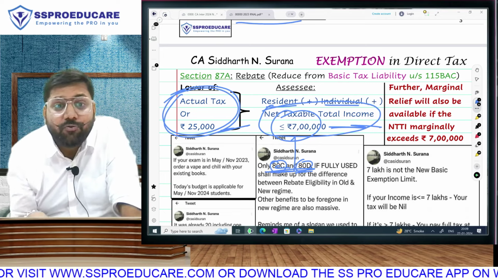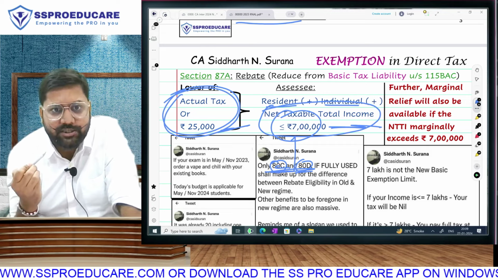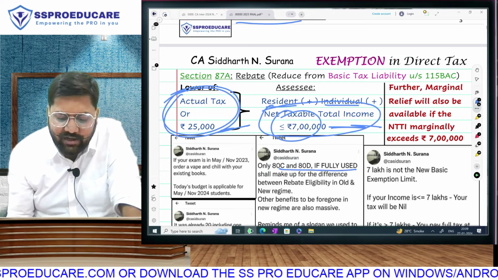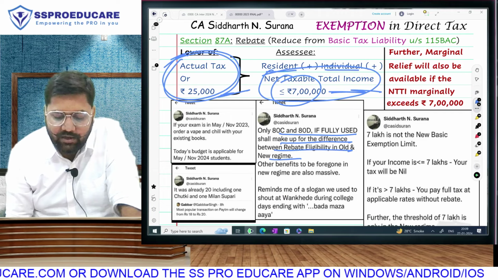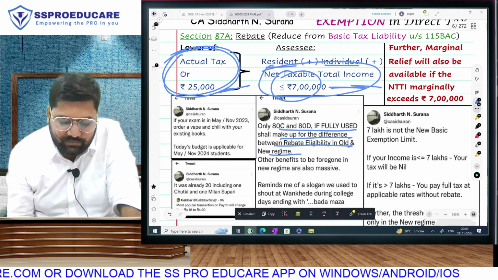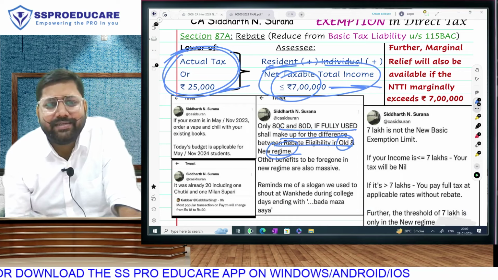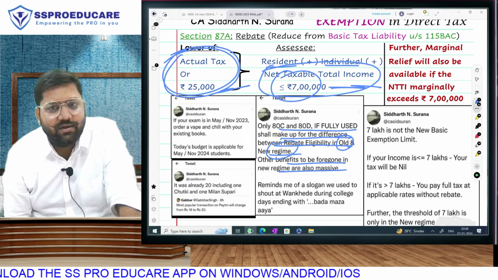In fact, this is only 80C and 80D. Just imagine the other deductions or exemptions that you have to forego. This was one more tweet which I said: if 80C and 80D are fully utilized, it shall make up for the difference between rebate eligibility in old and new. In old it is 5, in new it is 7. Just utilize 80C and 80D, so income anyway will become 5. Other benefits to be foregone are massive.